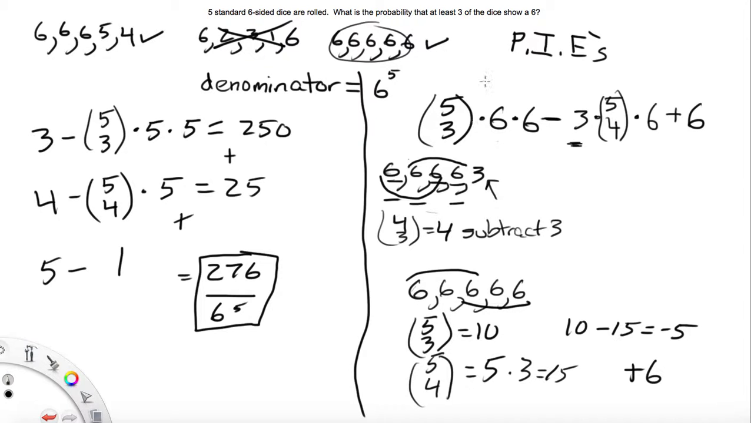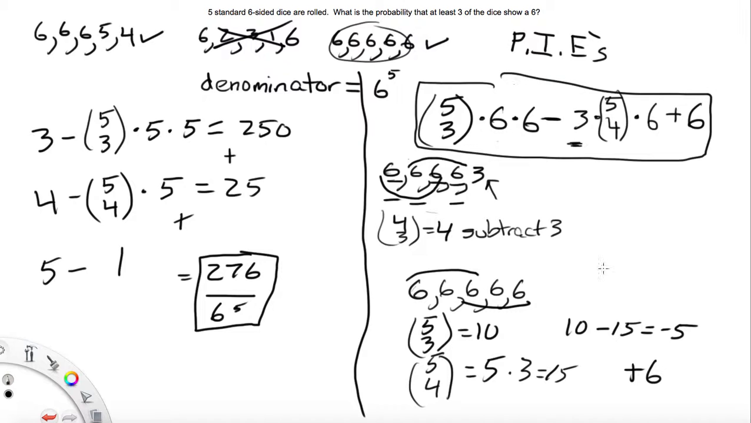Now, if you solve this expression right here, it's going to give you 276. So this is good because it's the same value that we got on our left-hand side with the other method. So we're going to have 276 over a denominator, which is the same, 6 to the 5th power. And so we get the same answer.